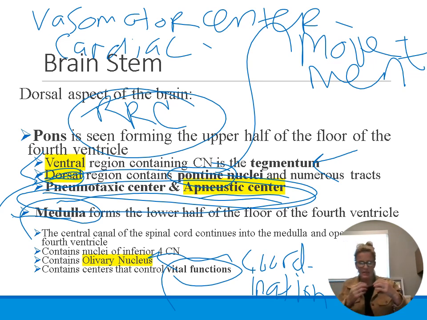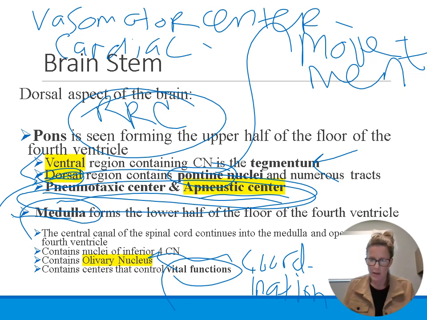So it's involved with every single inspiration. When the respiratory rhythmicity center sends a signal down to your muscles, you take a breath in, you inhale. Every time this center sends a signal, you inhale. So it sets the basic pace for respiration. The DRG, the dorsal respiratory group, is involved in kind of alterations that need to be made.